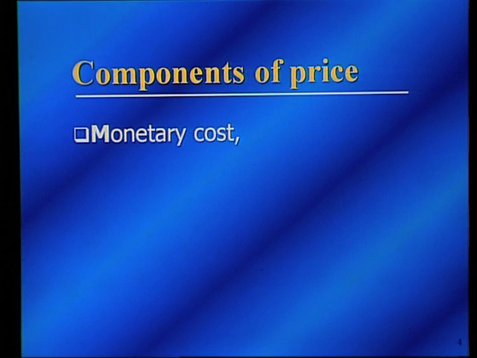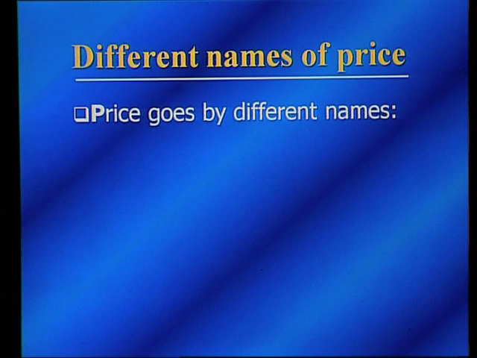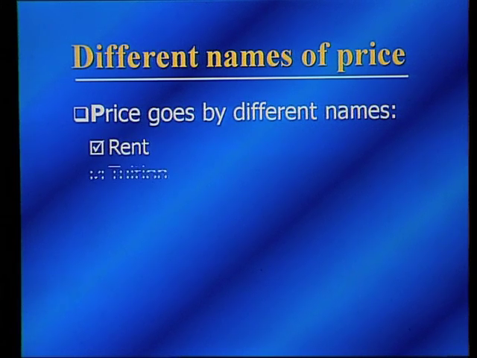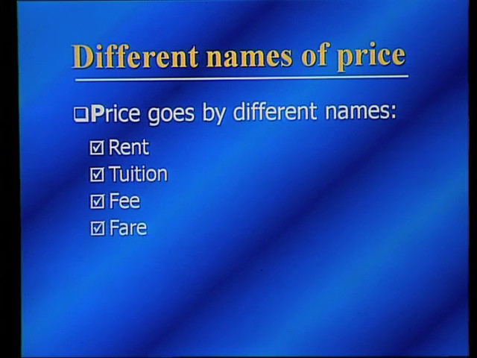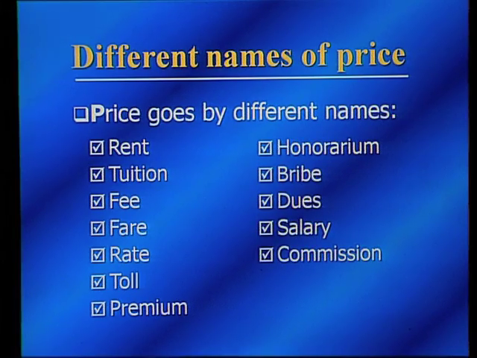Normally, price should include the following cost: monetary cost, time cost, energy cost, and psychic cost. This cost should be included while setting a price. Price goes by different names: rent, tuition, fee, fare, rate, toll, premium, honorarium, bribe, dues, salary, commission, wage, tax.